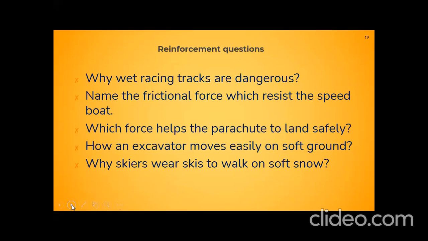Now next is reinforcement questions, a question answer session. Question number one: why are wet racing tracks dangerous? Start writing the answer in the chat box. Quickly, the time is getting short. Just a few minutes are left.